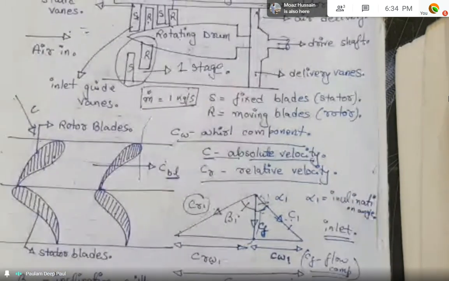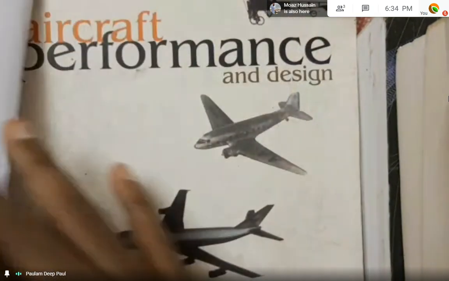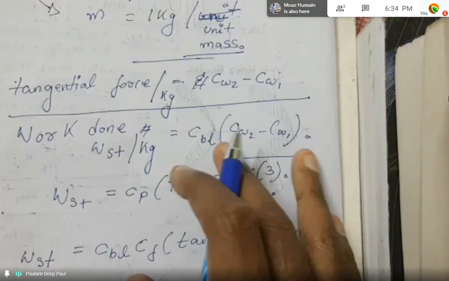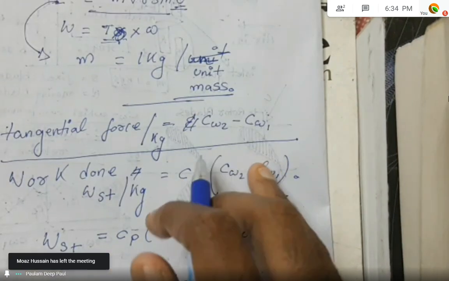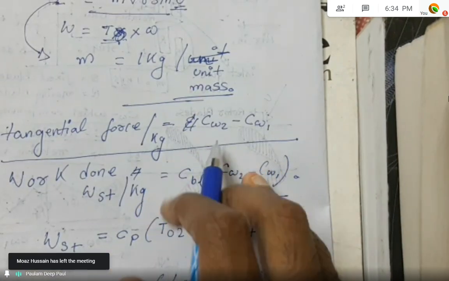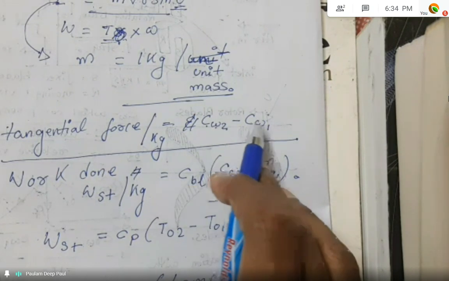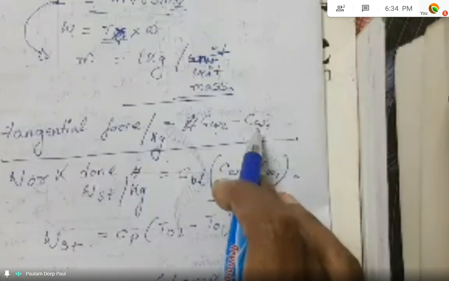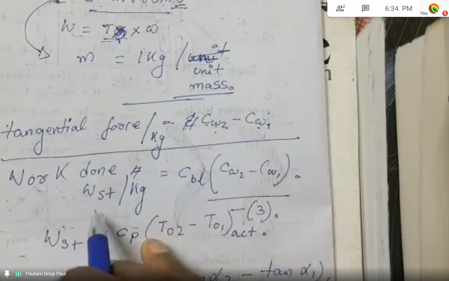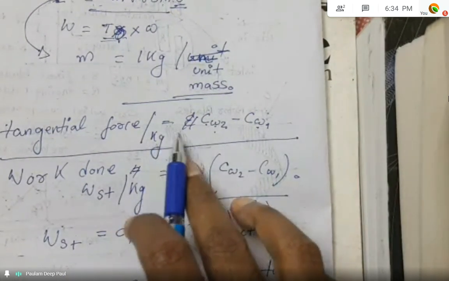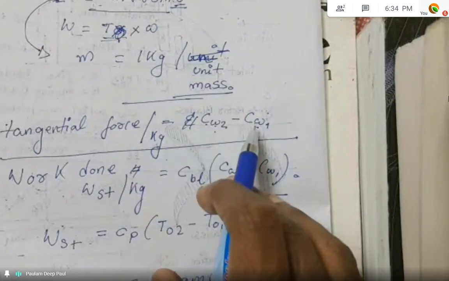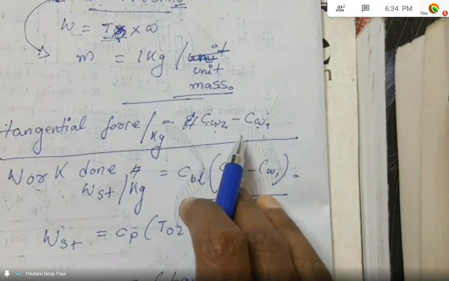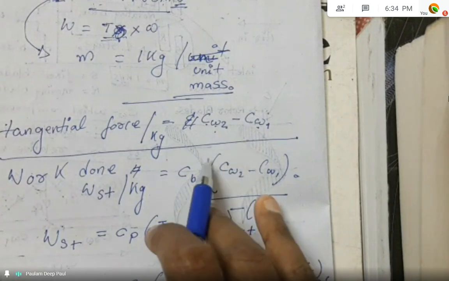Okay, now, the tangential force that we'll be getting would be CW2 minus CW1. That is the whirl velocity component of the outlet minus the whirl velocity component of the inlet for per kg of mass. This is the tangential force that we'll be getting. I hope that this is clear with you guys.